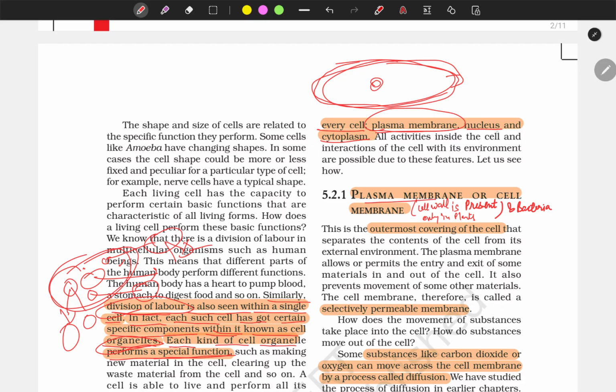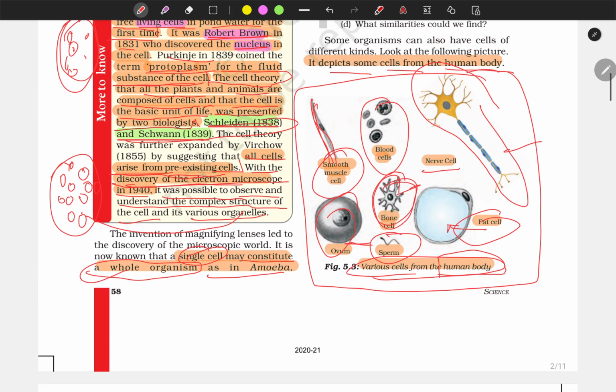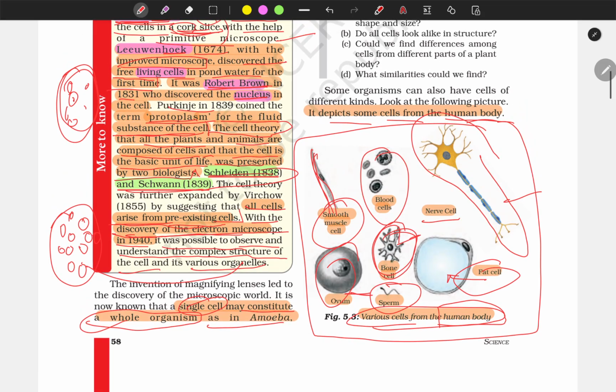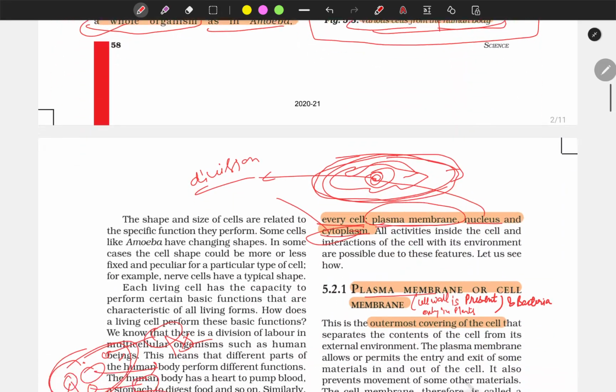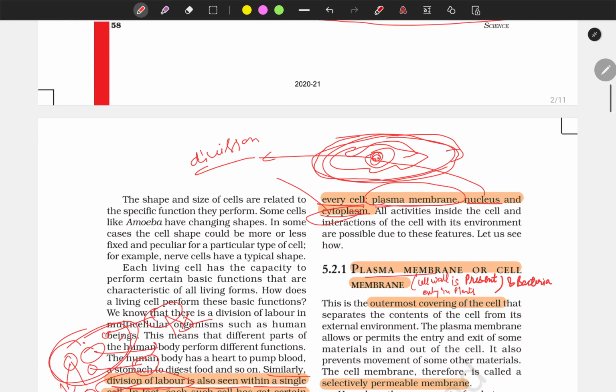And there is a nucleus inside every cell, which has the work of cell division, and it also has cytoplasm. All the other material inside the cell is called cytoplasm. As I have discussed earlier, there is protoplasm. What is protoplasm? Nucleus plus cytoplasm is called protoplasm. We can say nucleus plus cytoplasm equals protoplasm.